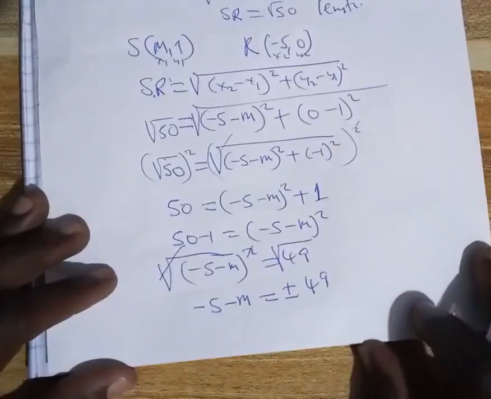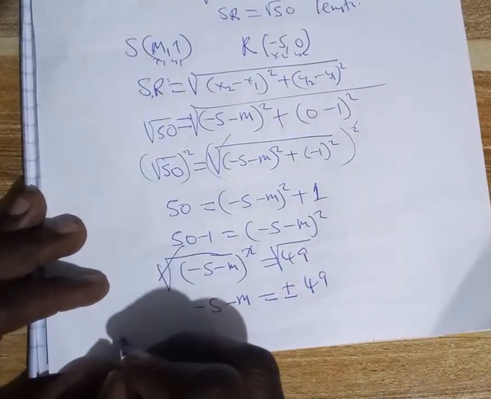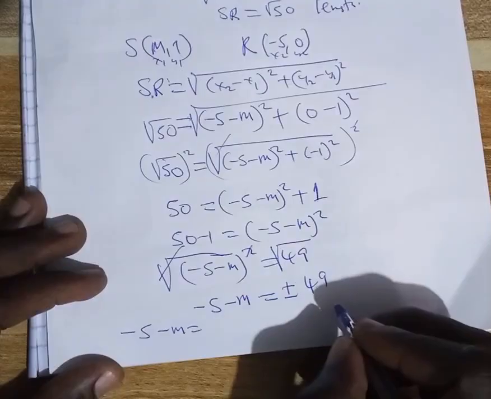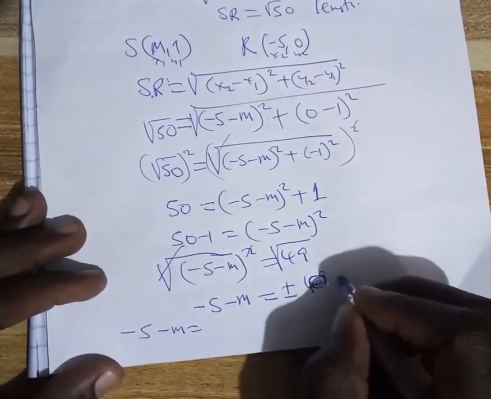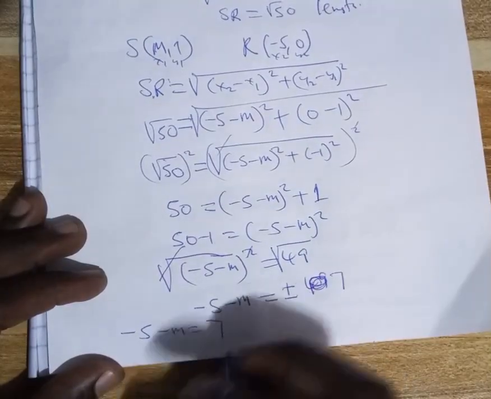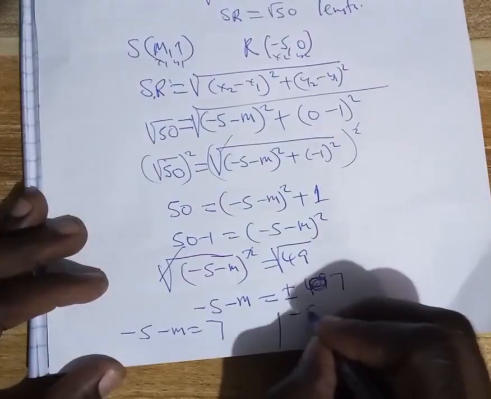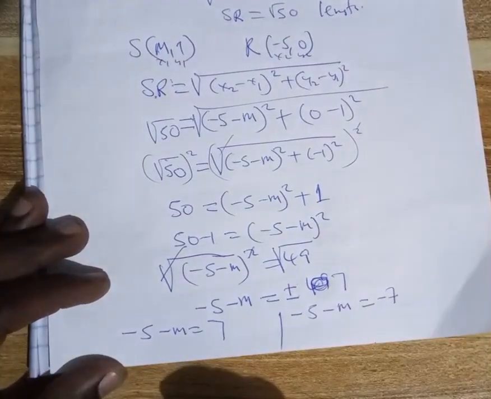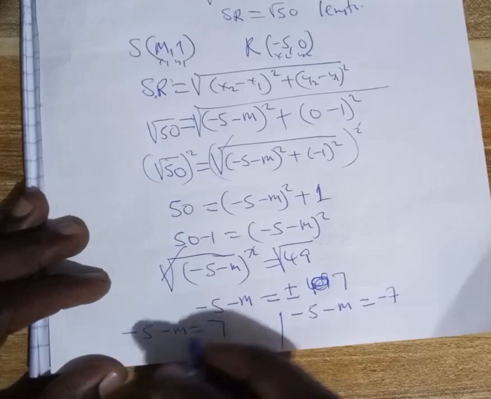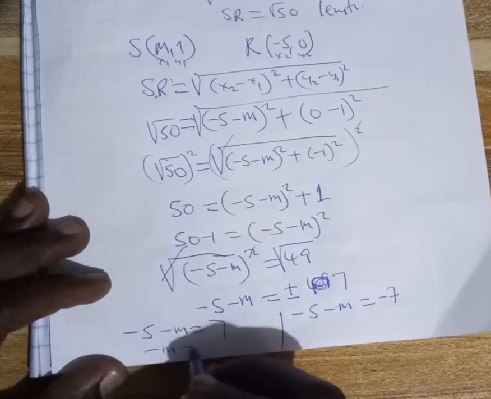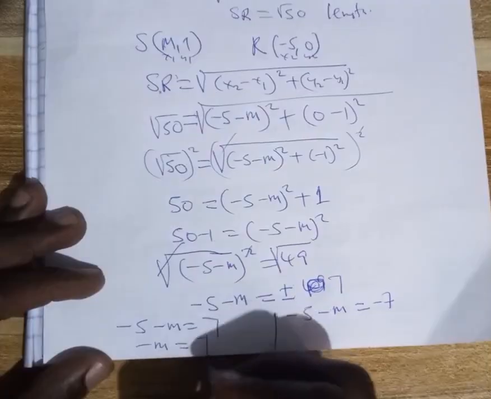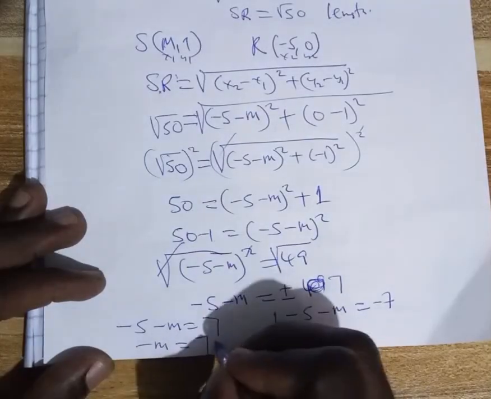Then from here, you can find m. There are two answers. The first one: negative 5 minus m equal to square root of 49, which is positive 7. The other one: negative 5 minus m is equal to negative 7. Here, how do you find m? This will go this side to be negative m equal to 7 plus 5.